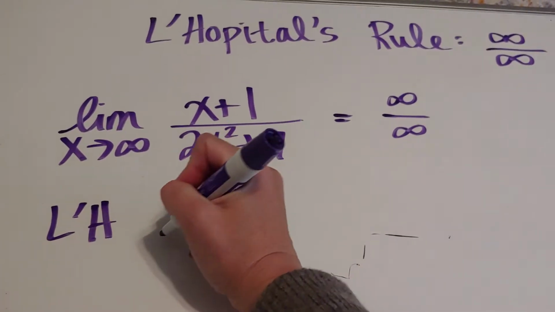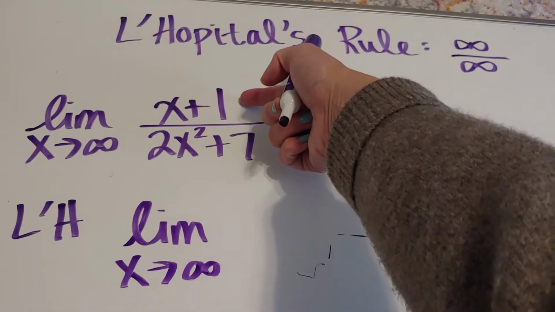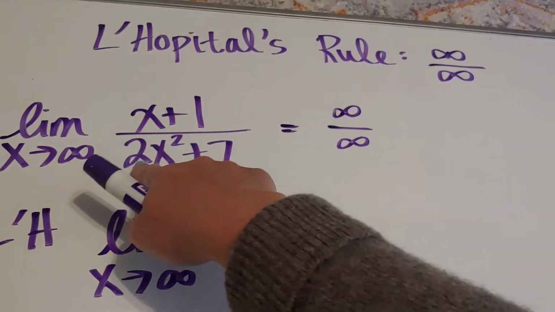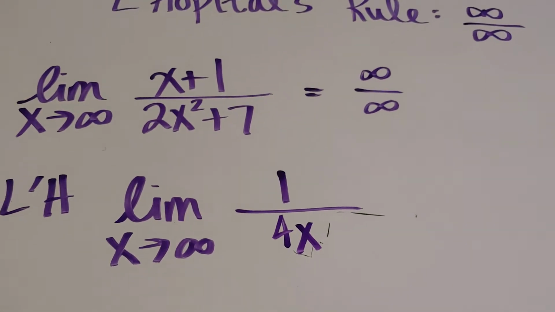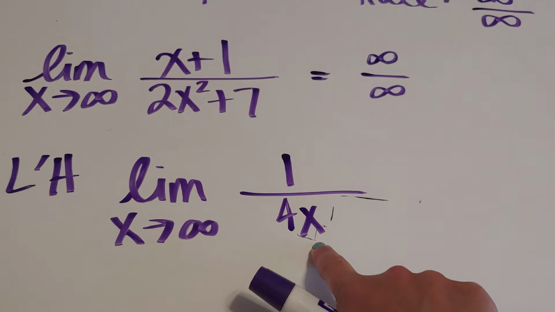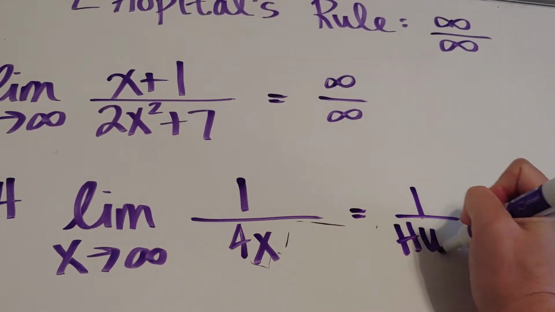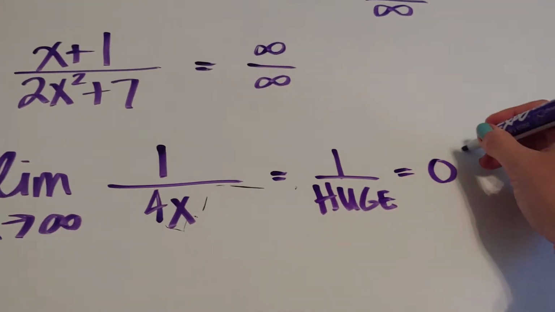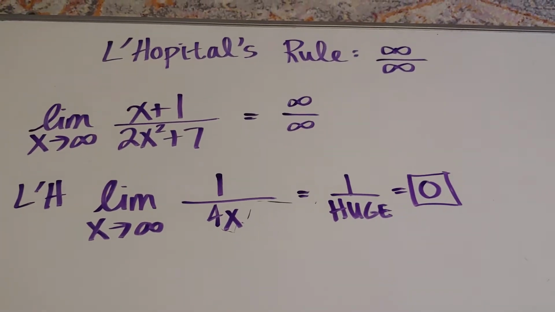So I'm going to write LH so that we let anybody looking at our work know what we did. And we're going to just take the derivative of x plus 1, which is 1. We're going to take the derivative of 2x squared plus 7, which is 4x. And now I'm going to plug in infinity. Okay, so if I plug in infinity, I'm going to get 1 over a huge number. 1 over a huge number is 0. That's the same answer I got earlier talking about the horizontal asymptote.